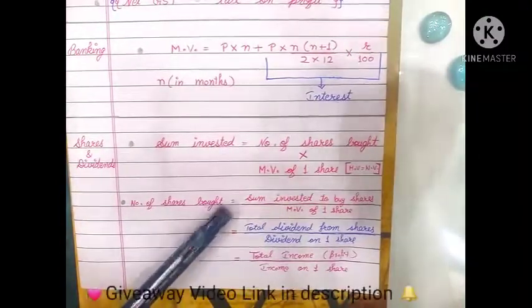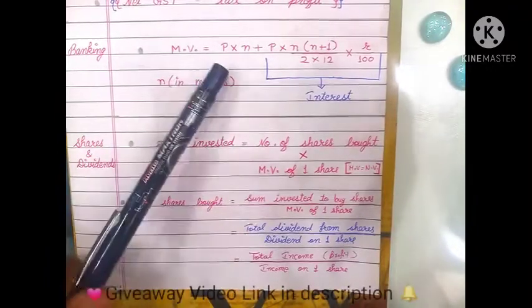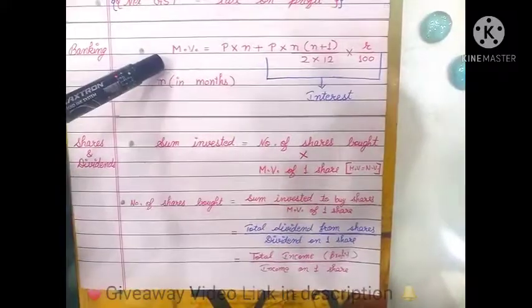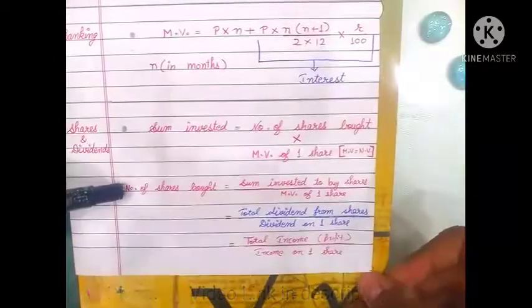These are the notes which are going to help you a lot. So what is the formula for maturity value? If in the question the formula for maturity value is not given, just apply this formula here, and the answer will come. So the next formula is number of shares bought.